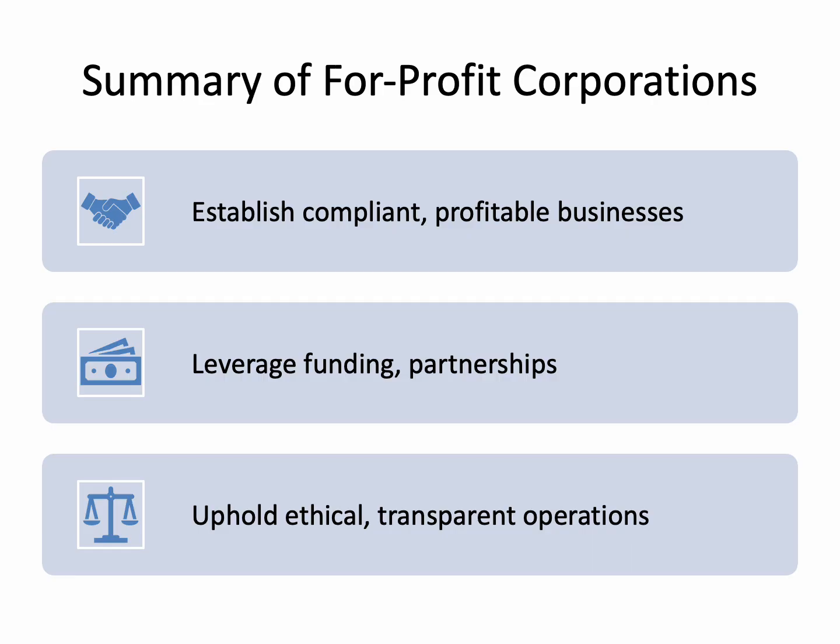As we conclude our lecture on for-profit corporations in Canada, let's summarize key points. For-profits drive economic growth through profit-driven activities, governed by the CBCA or provincial laws. Registration involves filing articles of incorporation, bylaws, and fees via government platforms. Operations require transparent governance, banking, and tax compliance. Funding and partnerships, like those of Shopify, ensure growth. Best practices and ethical considerations, like fair practices, build trust.